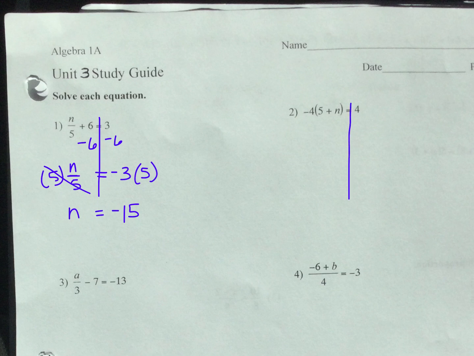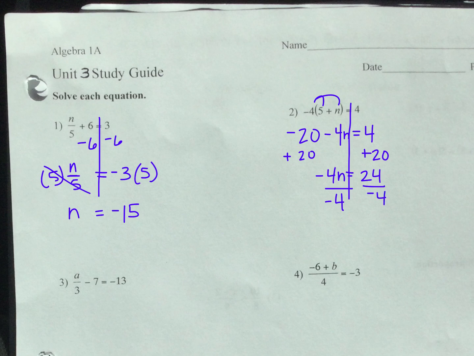Number 2, the first thing we do is distribute. Negative 4 times 5 is negative 20. Negative 4 times n is negative 4n. That's going to equal 4. Now I need to get that 20 to go over with the 4, so I'm going to add 20. Negative 4n equals 24. I'm going to divide by negative 4 to get him to leave. N equals negative 6.